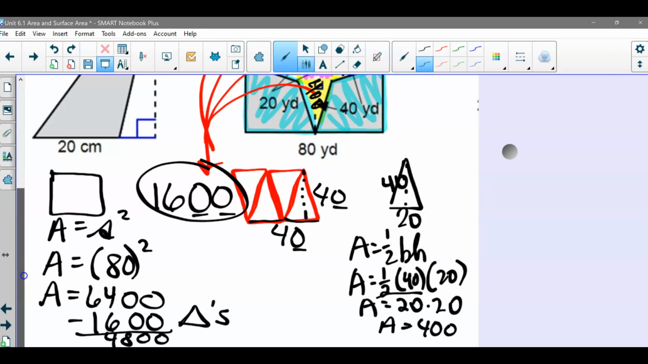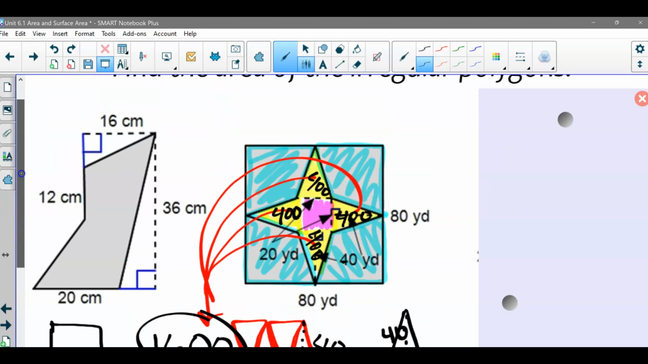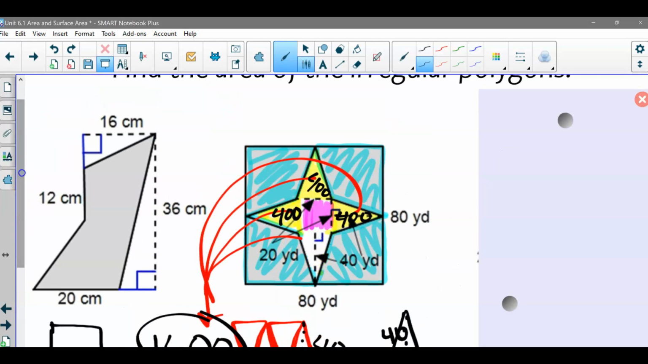Anybody else not sure what's happening so far? We're good? Okay. Did we subtract everything we wanted to? We didn't do the square in the middle. So we've gotten rid of all these, but we need to do the square in the middle. What do you think we should do? What do you want to do with that square?